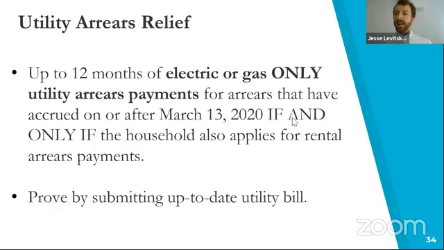Tenants can only apply for utility arrears payments if they also apply for the rental assistance. And same thing as before, if the utility bill is in the name of someone who is not currently living there, you should still submit the most recent bill that shows how much you owe and confirm that you live there and that you're eligible for payment of that bill by submitting whatever it is that you have that connects you with that address.